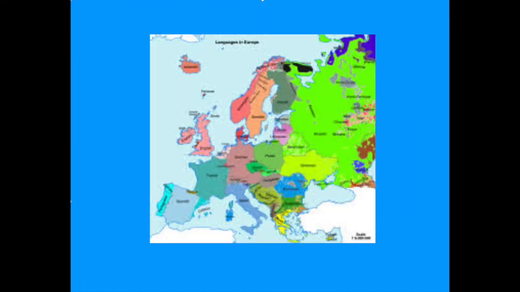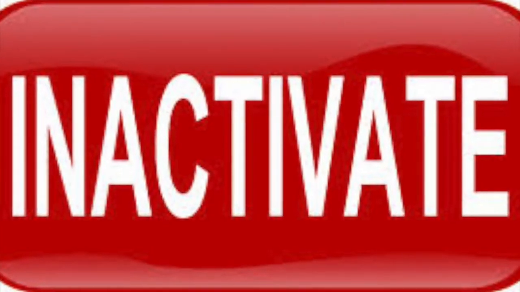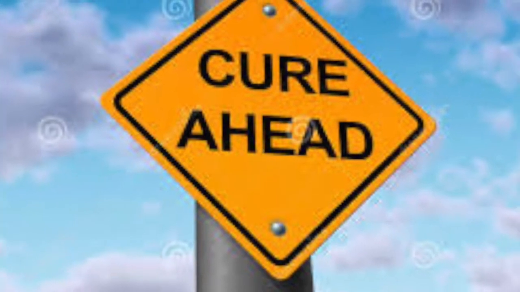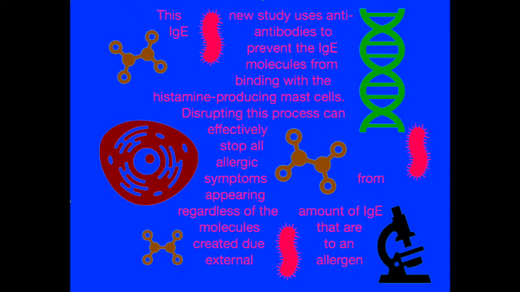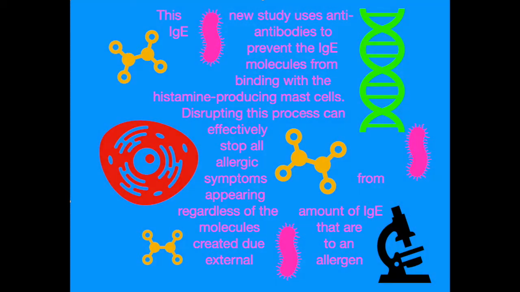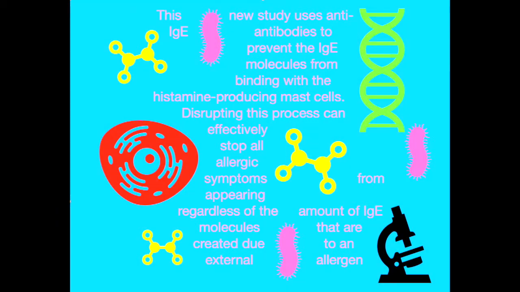A team of European researchers has uncovered a way to inactivate the body's allergic processes, putting researchers one step closer to a universal allergy treatment. This is because it attacks the immune system response at the heart of all allergic reactions. This new study uses anti-IgE antibodies to prevent the IgE molecules from binding with the histamine-producing mast cells.